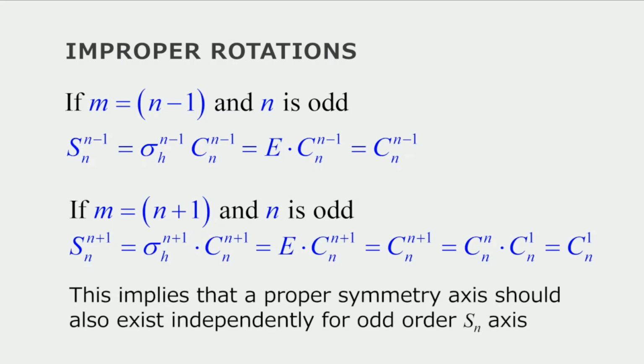The above two results show that for the Sn to the power m operation, a proper symmetry axis should also exist. Therefore, an Sn axis of odd order should generate both the symmetry plane and the proper axis independently. But this is not always the case for an Sn axis of even order. What I am talking about is the Sn axis of odd order only.